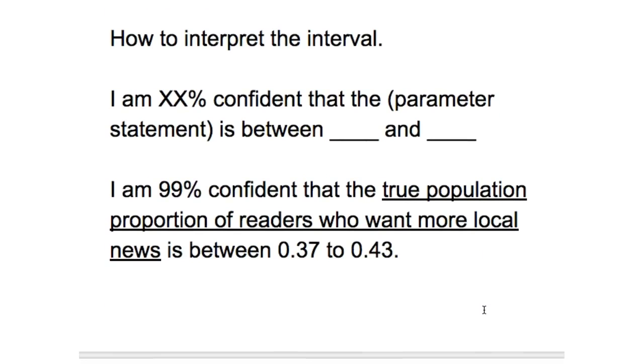When you're asked to interpret the interval, it's a statement that starts out with I am blank percent confident that whatever my population parameter is that I'm trying to estimate is between this number and that number, the two numbers I computed. So for this context, I am 99% confident that the true population proportion of readers who want more local news is between 0.37 and 0.43. That's the interpretation statement. I am 99% confident that my population proportion that I'm trying to estimate is between 0.37 and 0.43.